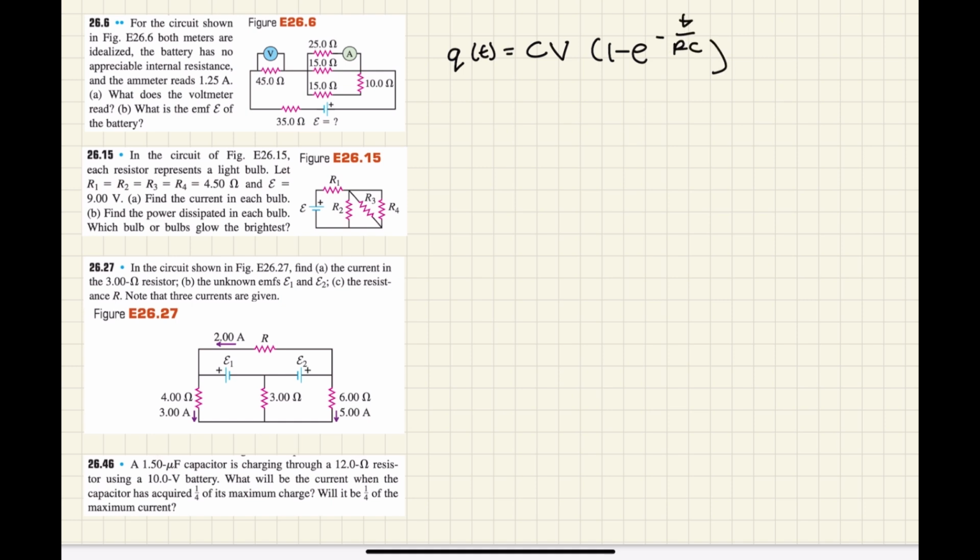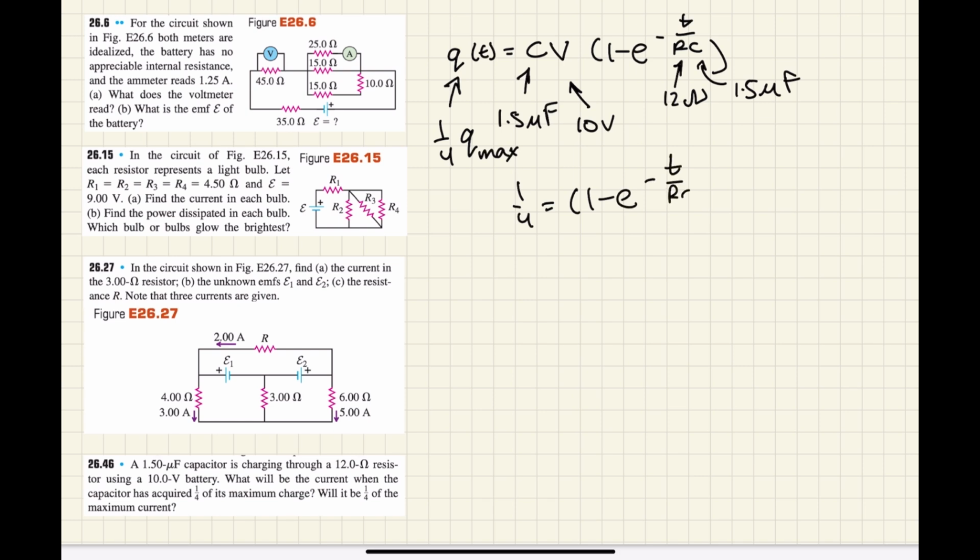And so we can plug in stuff. We know C is 1.5 microfarads, and we have to convert that into farads. This is 10 volts. We know T is what we're looking for, actually. R is 12 ohms, and C is 1.5 microfarads again. And this is 1/4 of its maximum charge. What did we say Qmax was? C times V. So you can divide both sides by C times V, and we just get 1/4 is equal to 1 minus e to the power of negative T over RC. And so we're solving for T here.